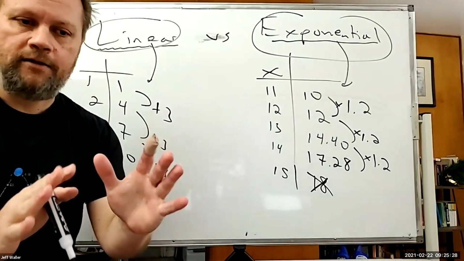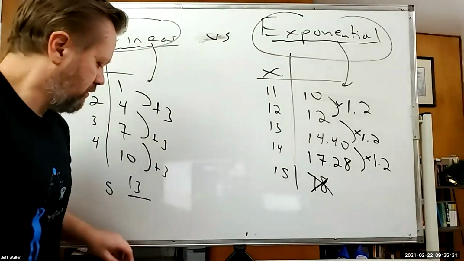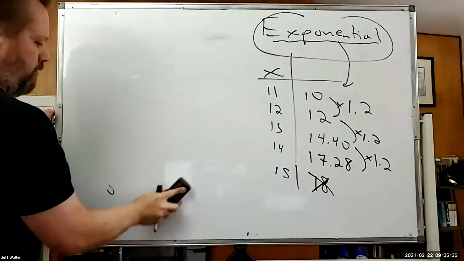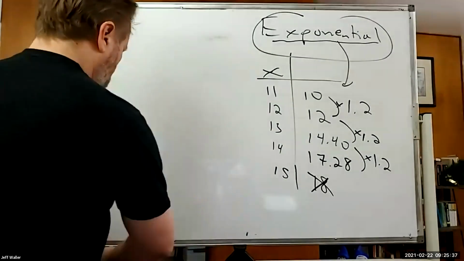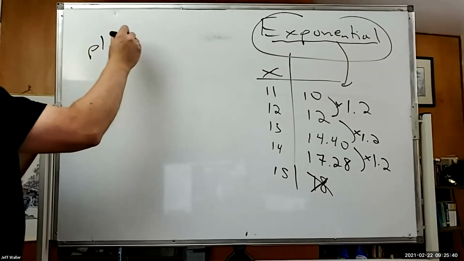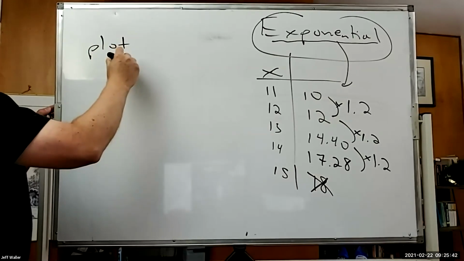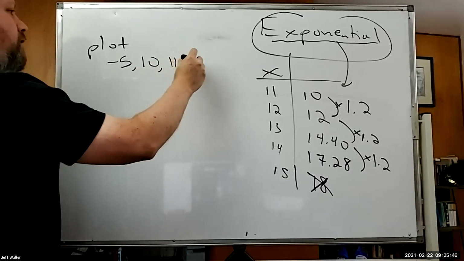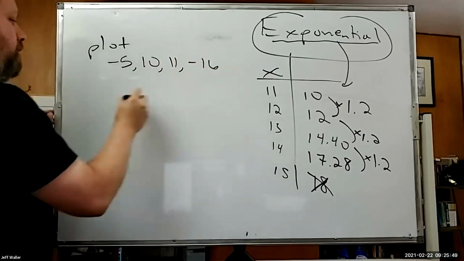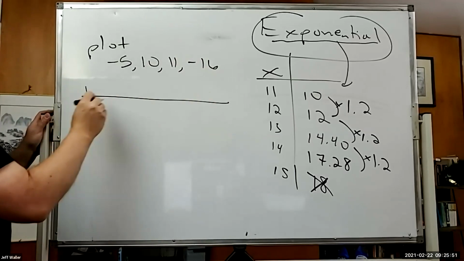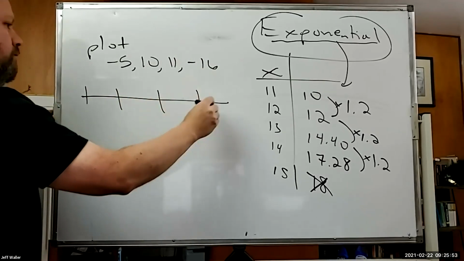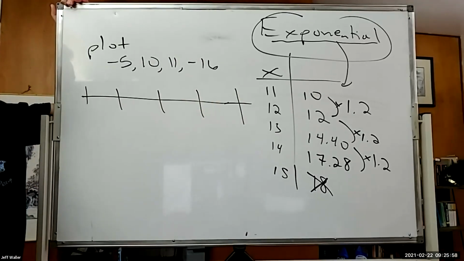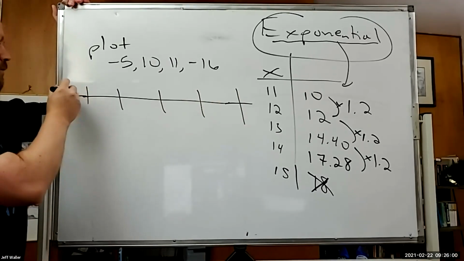And then finally, here's the last thing I want to talk about right now. This is going to drive me a little crazy. If I said plot -5, 10, 11, -16 on this number line. Let me give myself one more tick mark. Why not?